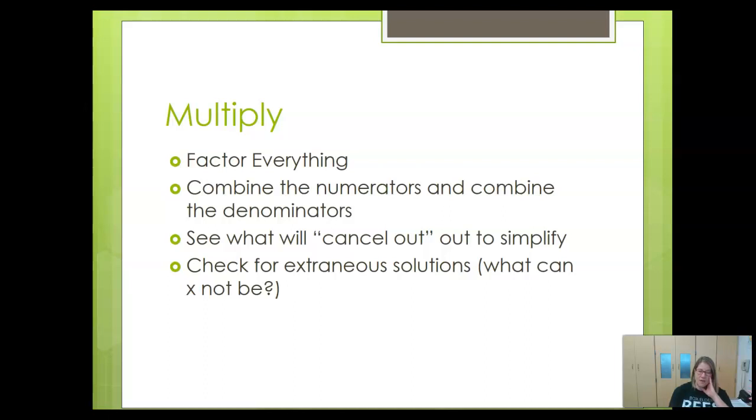Lastly, I'm going to check for extraneous solutions. So when we're working with rational expressions, we know we can't divide by 0. And because we can't divide by 0, we have to make sure that any x value that's on the bottom, so let's say I have 2x plus 5 over 7x, when I plug x's in, I need to make sure I don't get a 0 on the bottom because dividing by 0 is undefined. So to find that, as we learned in the last video, I take 7x and set it equal to 0.